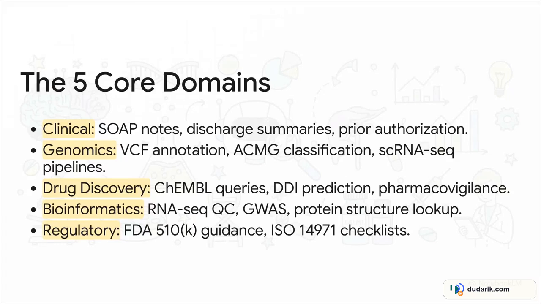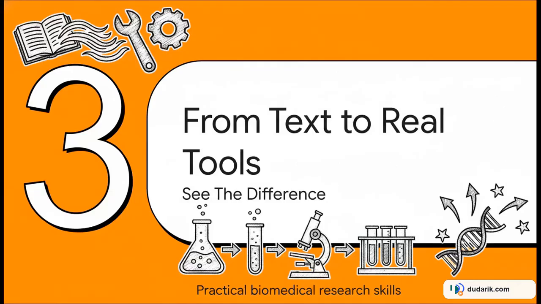And those 869 skills cover 5 main areas. You've got clinical skills for documentation, genomics skills for stuff like variant classification, drug discovery for querying chemical databases like ChEMBL, complex bioinformatics pipelines, and even regulatory skills for things like FDA compliance. It's incredibly comprehensive.